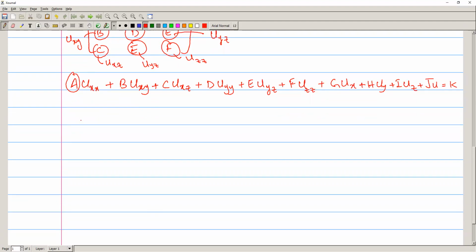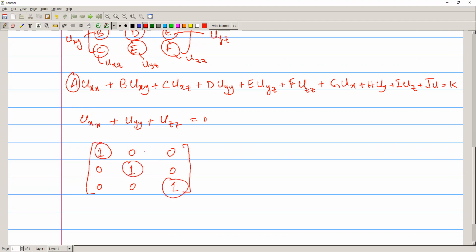So now our equation is given as uxx plus uyy plus uzz is equal to 0, right? So we can make the matrix: uxx is 1, uxy is 0, uxz is 0, uyx is 0, uyy is 1, uyz is 0, uxz is 0, uyz is 0, and uzz is 1. So now we can see that this is a diagonal matrix, so we don't need to find the eigenvalues because the diagonal elements themselves are the eigenvalues. So lambda 1 is equal to 1, lambda 2 is equal to 1, and lambda 3 is equal to 1.